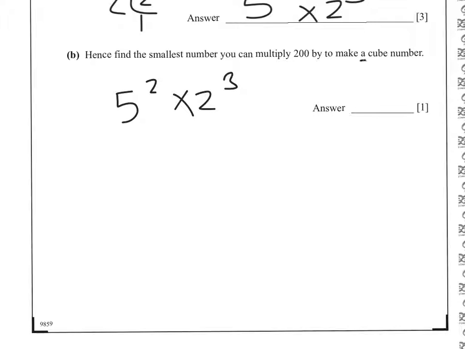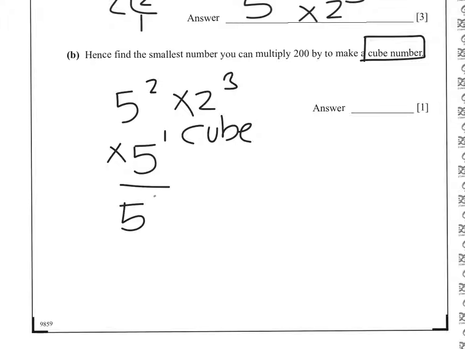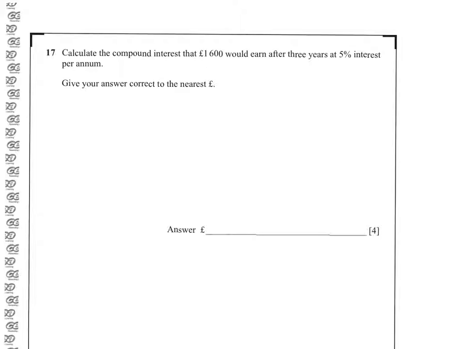We've been asked what do we multiply 200 by to make a cube number, and 2 cubed is already cubed, so if I multiply it by 5 to the power 1, that will give me 5 cubed, so they'll both be cubed.